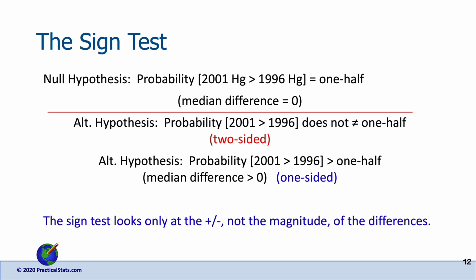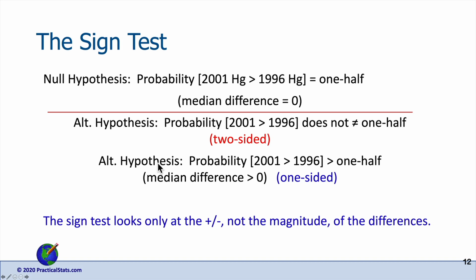All right, our first test will be a non-parametric test. It's the sign test. So the null hypothesis is that the probability of getting a higher number in 2001 than in 1996 is 1/2. Half the time you'd expect 2001 to be higher, half the time you'd expect 1996 to be higher. And if that's true, that they're half and half, then the median difference is going to be 0. The alternate hypothesis is that that probability is not 1/2, which means it could be more frequently higher in 2001, or it could be more frequently lower in 2001, and you're looking for both departures from equal, and so that's a two-sided test.